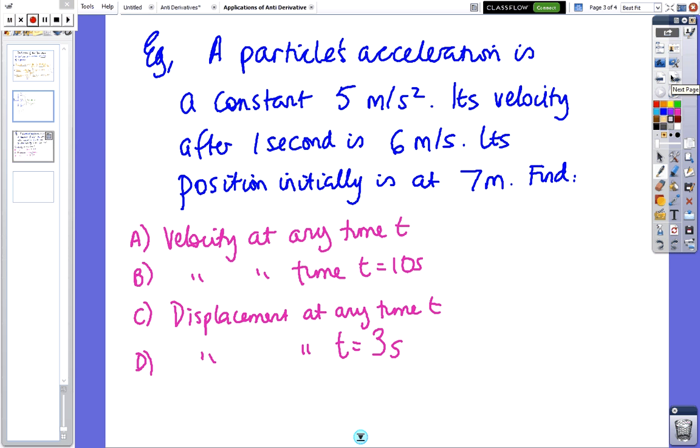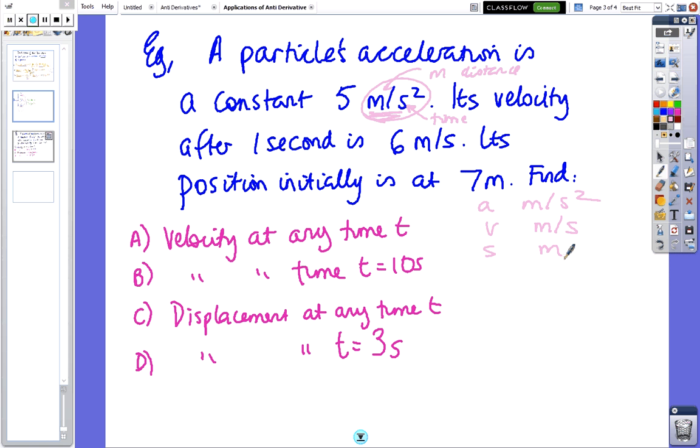This is the example we've got. A particle's acceleration is a constant 5 meters per second squared. Now this is just the unit of acceleration. The m is the distance, that's what distance is measured in, and seconds is the time. That's how you measure acceleration, meters per second squared. Velocity would be meters per second, and distance is just meters.